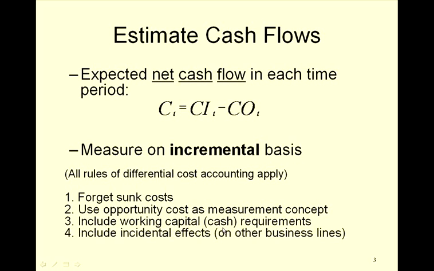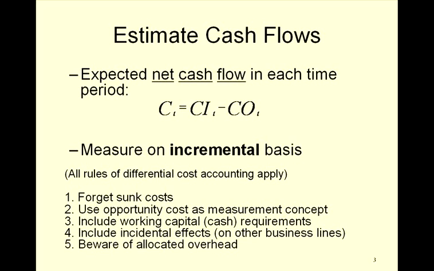Rule 4 is to include incidental costs or effects on other business lines of the project in question. So for example, if the project in question steals business from some other business line of our company, we need to reflect that effect as an incidental effect in our cash flow analysis.